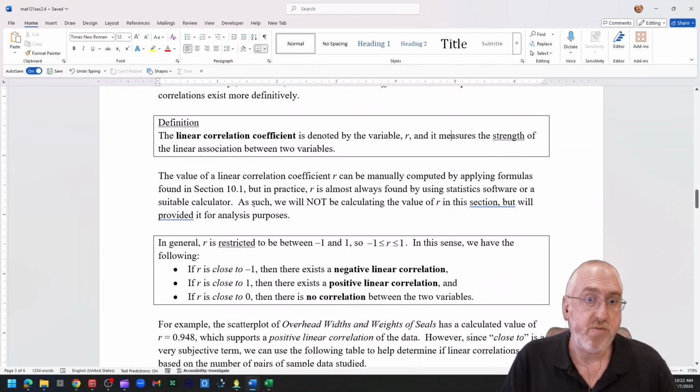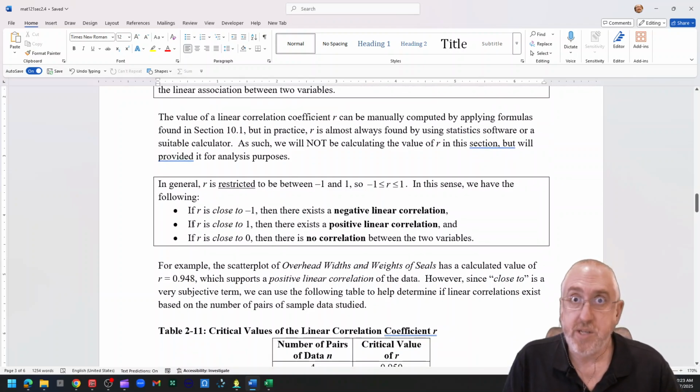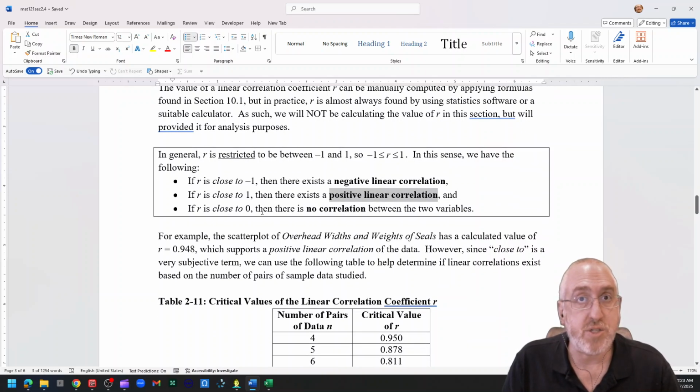So what are the restrictions for it? In general, R is restricted to be between -1 and +1. So we can write that as an inequality: -1 ≤ R ≤ 1. In this sense, we have the following three scenarios. If R is close to -1, then there exists a negative linear correlation. If it's close to +1, then there's a positive linear correlation. And the third case, if R is close to 0, then there's no correlation between the two variables.